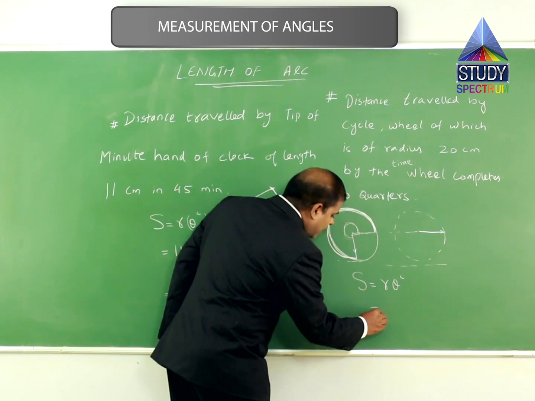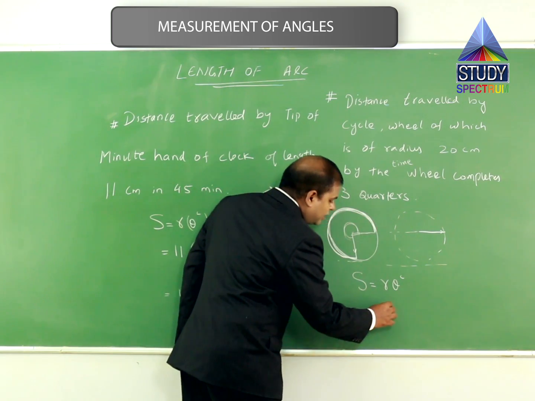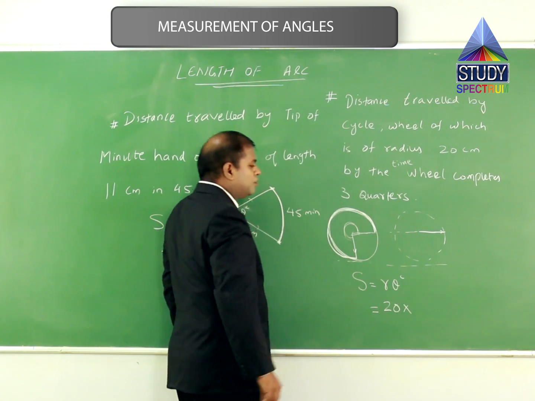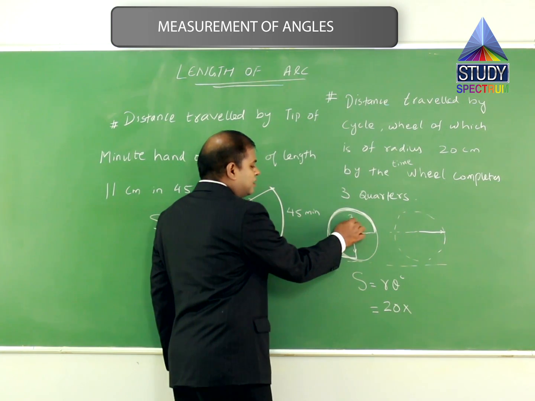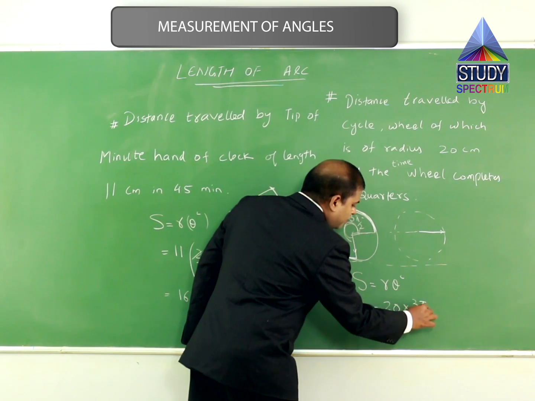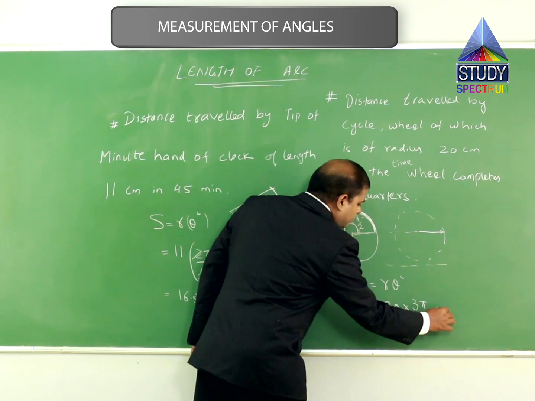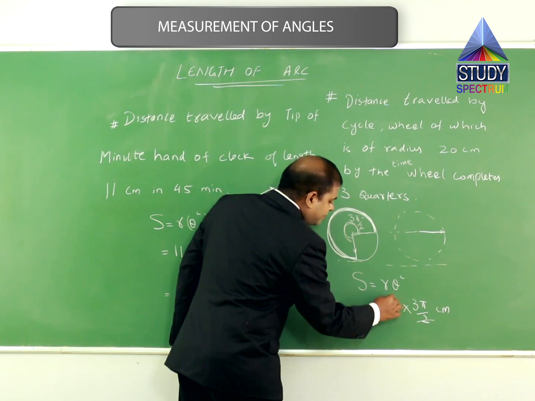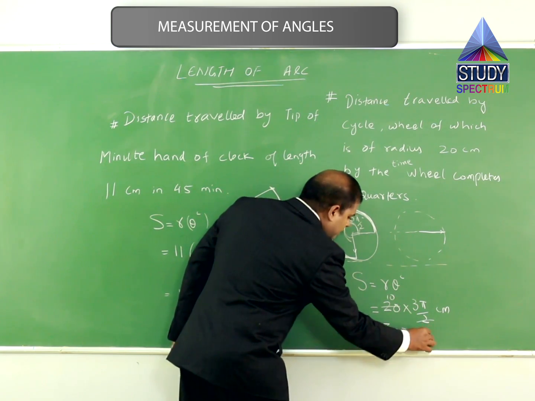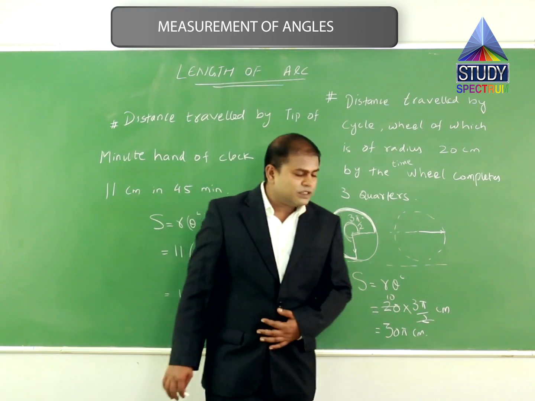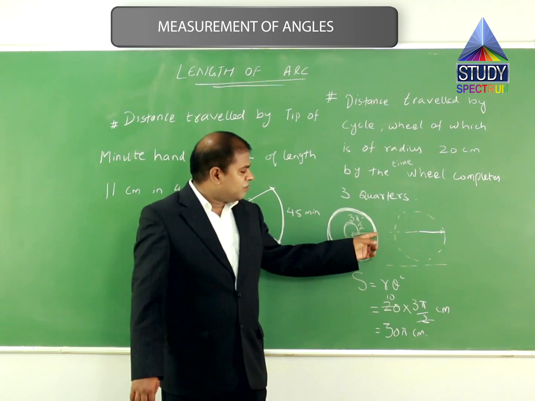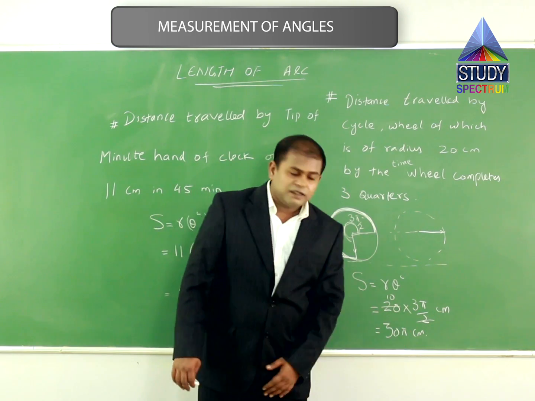So the length of arc, or the distance traveled by the cycle, would be radius, that is 20 centimeter, into theta, this angle. Angle is 3 pi by 2 radians. So 20 into 3 pi by 2, answer would be in centimeters. This is 10, so the answer is 30 pi centimeters. So the distance traveled by the cycle, or the length of this arc, is 30 pi centimeters.